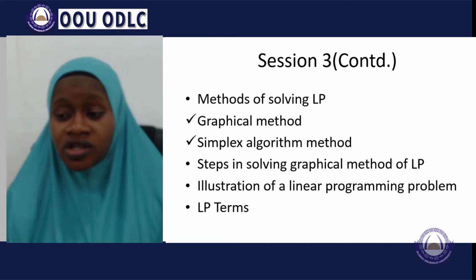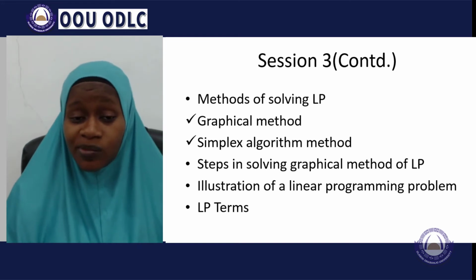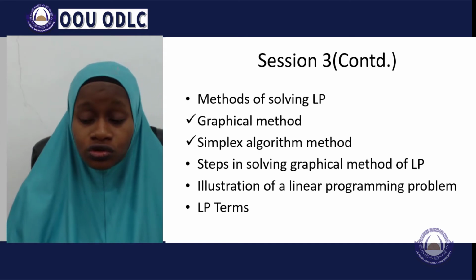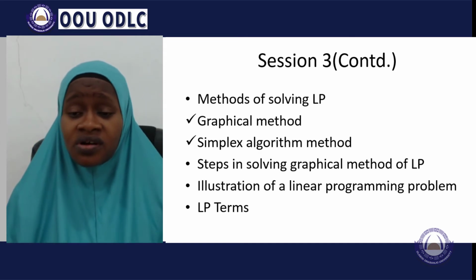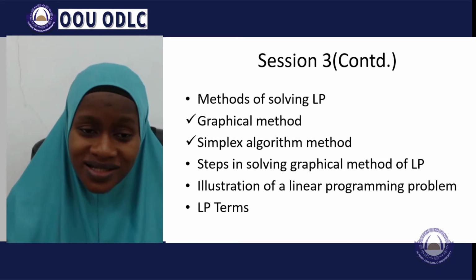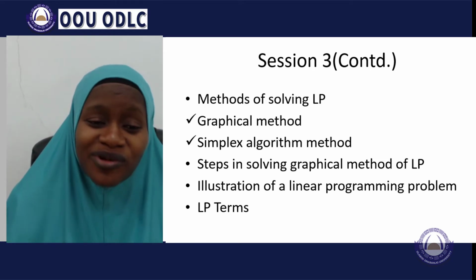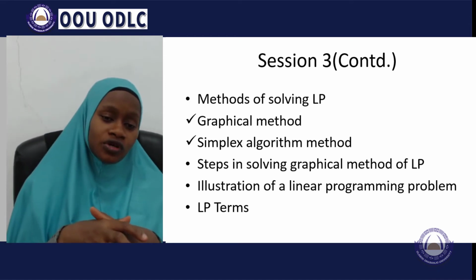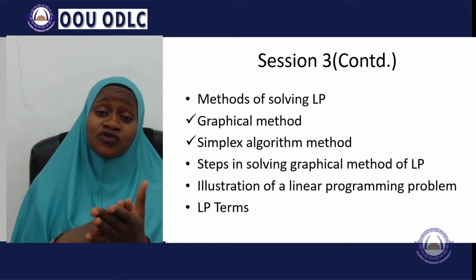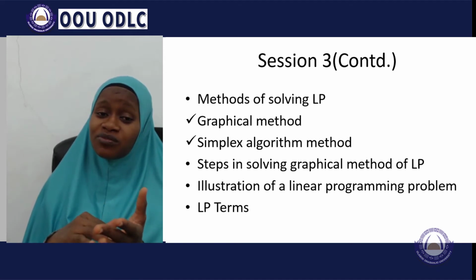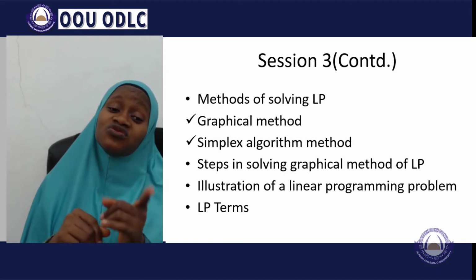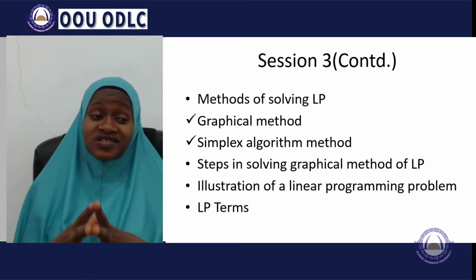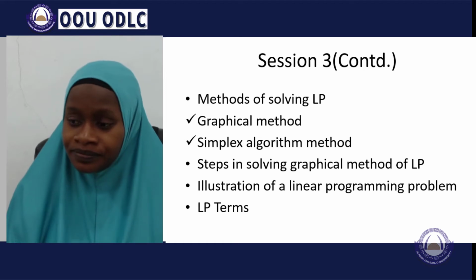The graphical method is a method of solving linear programming problems with only two unknowns or decision variables. That's just the simple definition of the graphical method. It can only be used to solve for two unknowns or two decision variables. When your decision variables are more than two, you can't use the graphical method. Then you'll be using the simplex algorithm method.